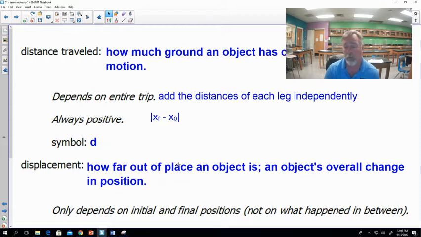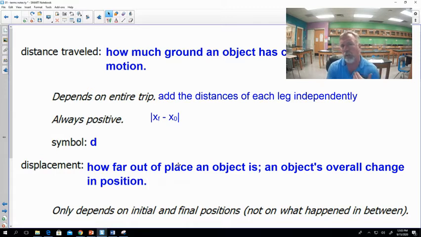Now, similarly, if we started at point A, went to point B, point C, and came back to point A, what's our initial point? A. What's our final point? A. How far did you go? Nowhere. Your displacement was 0 because you ended up where you started.